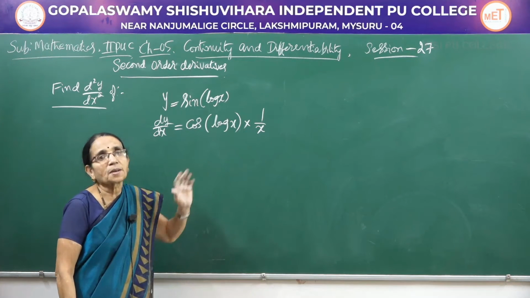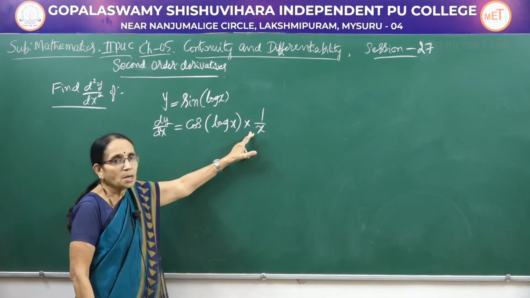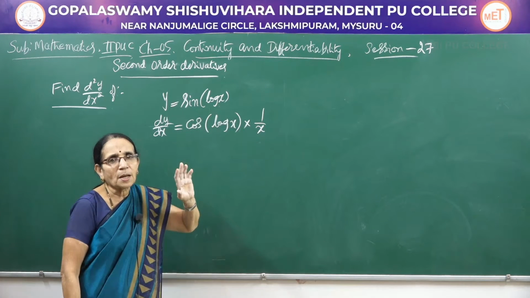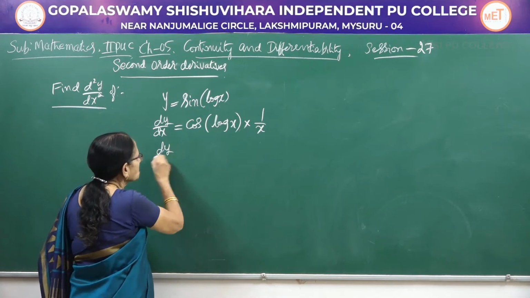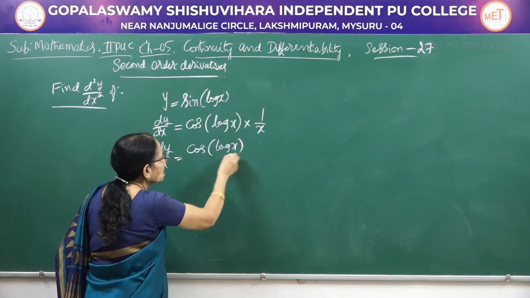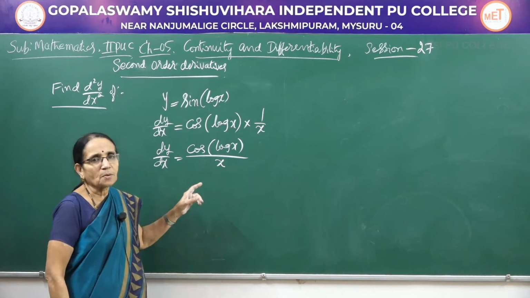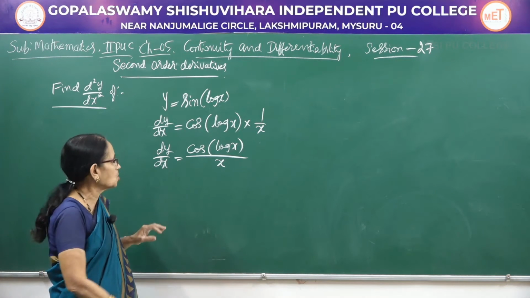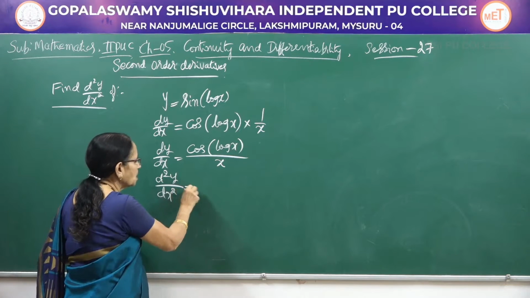Now, you have to go for the second derivative. There are two methods here. You observe it is cos of log x into 1 by x. If you take this as the first term and this as the second term, you can apply the product rule. Or else the other method is you can write dy by dx in the form of a quotient, that is cos of log x divided by x. If you write like this, it is in the form of a quotient. So, which rule has to be applied? The quotient rule. So, then you go for the second derivative, d square y by dx square.